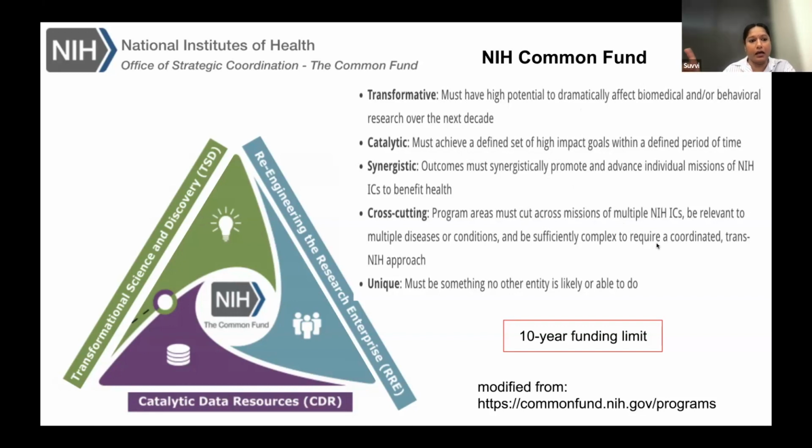Again, IC is institutes. I think it's called institutional centers, I think. They should be relevant to multiple diseases or conditions and be sufficiently complex to require a coordinated and trans-NIH approach. And finally, they have to be unique, which means it must be something no other entity is likely or able to do. All these Common Fund programs are funded for 10 years, not more than 10 years. And if you would like to know more about Common Fund programs, here is the link.